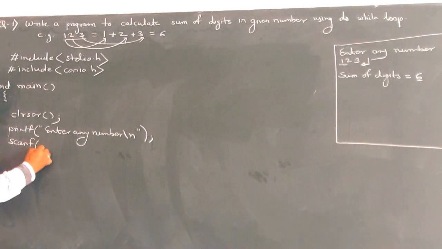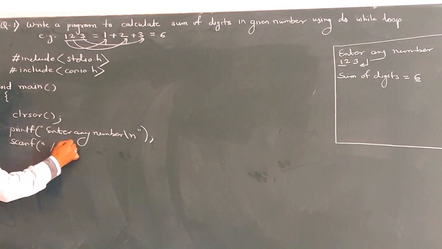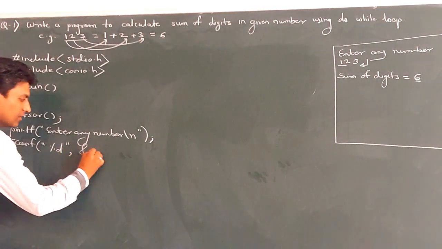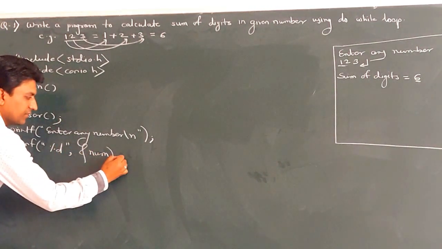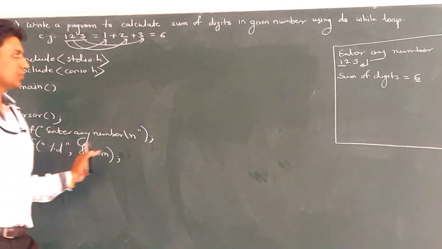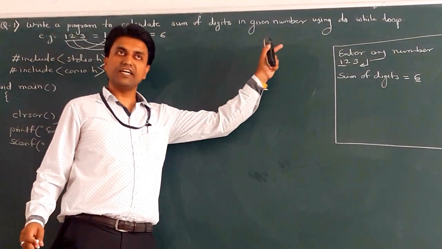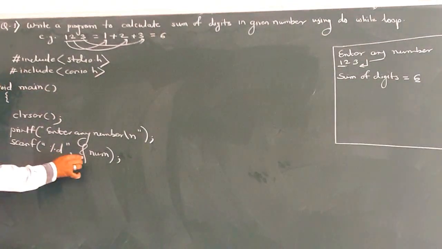After that, write the statement scanf to take the number from the user: %d comma ampersand of num. Num is the variable where we store the number which the user enters on the console. So declare the variable int num. Whenever we use a variable, declare the variable name at the first line of your function.